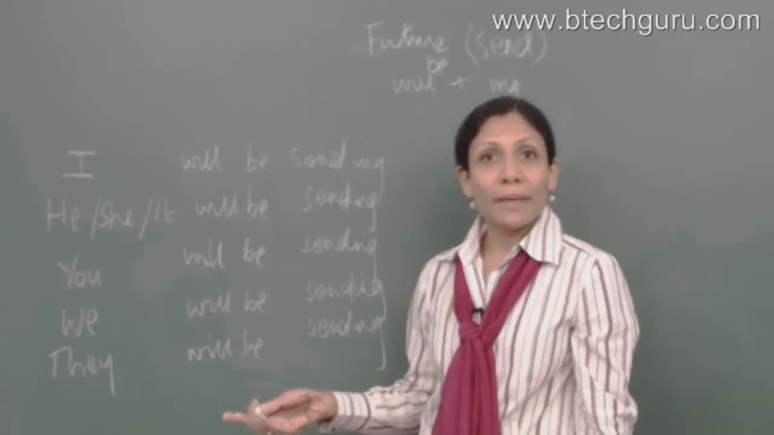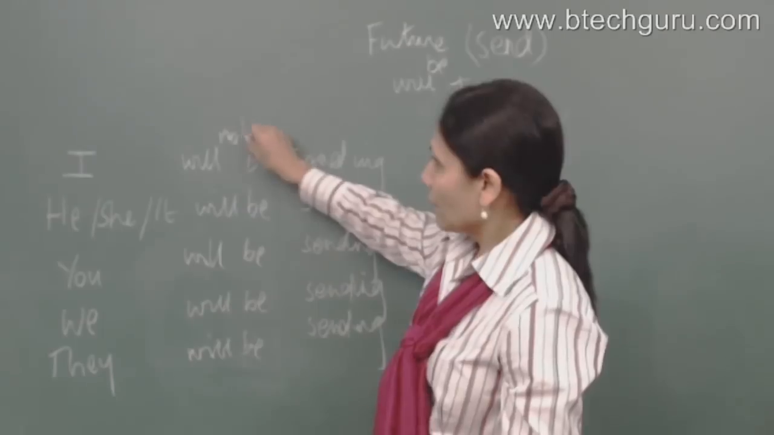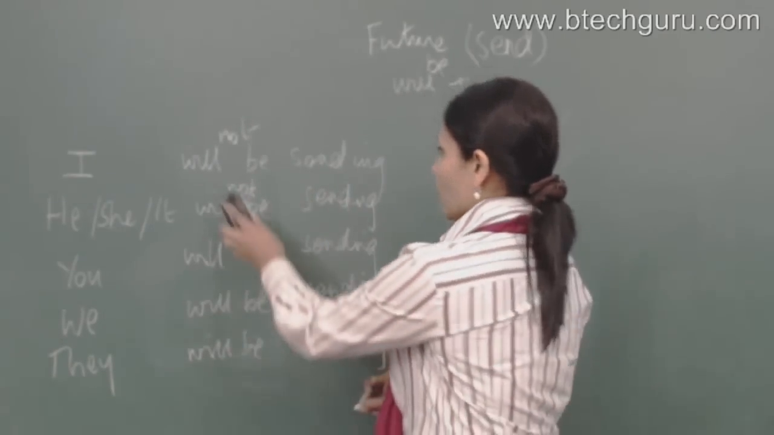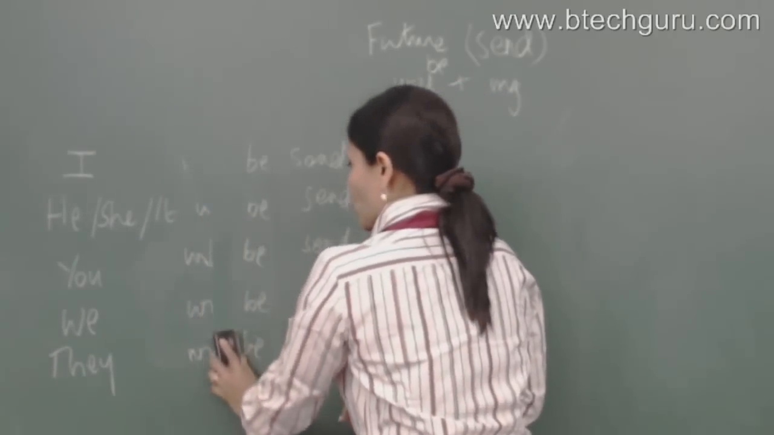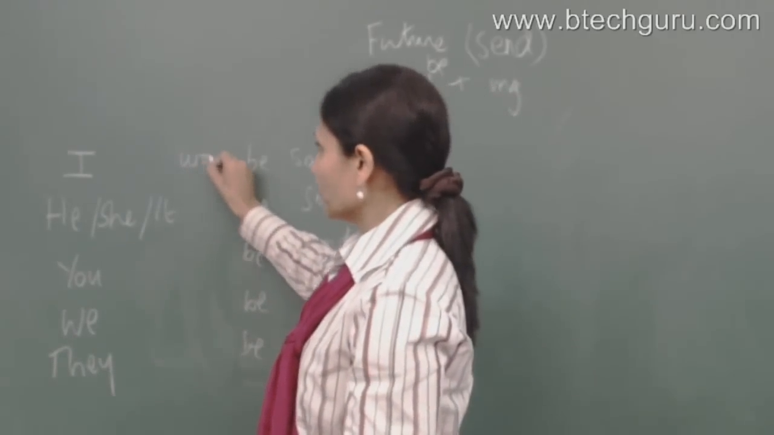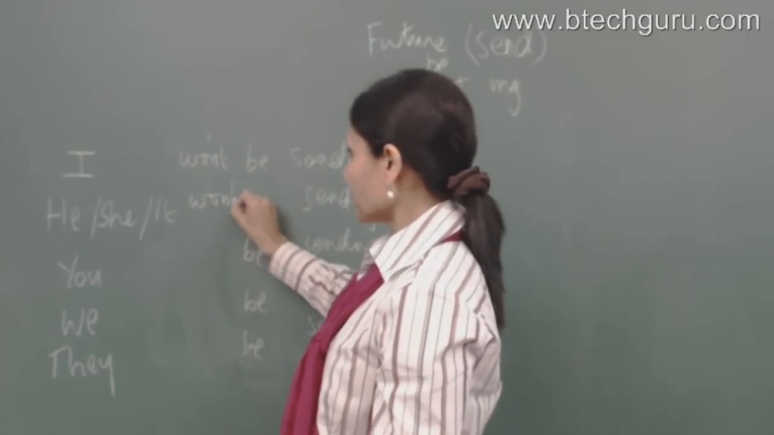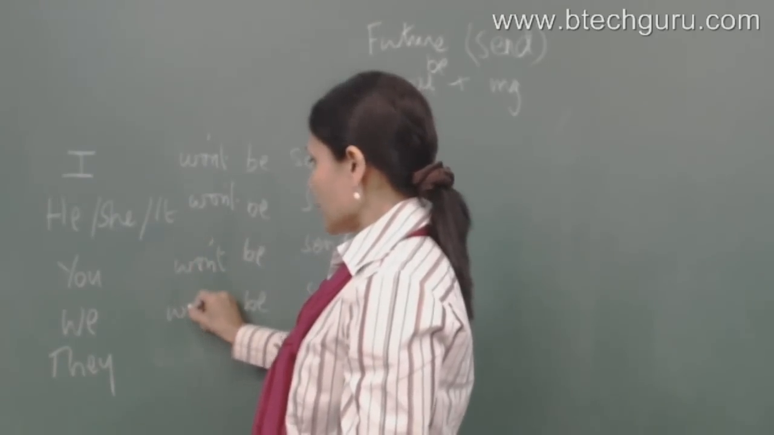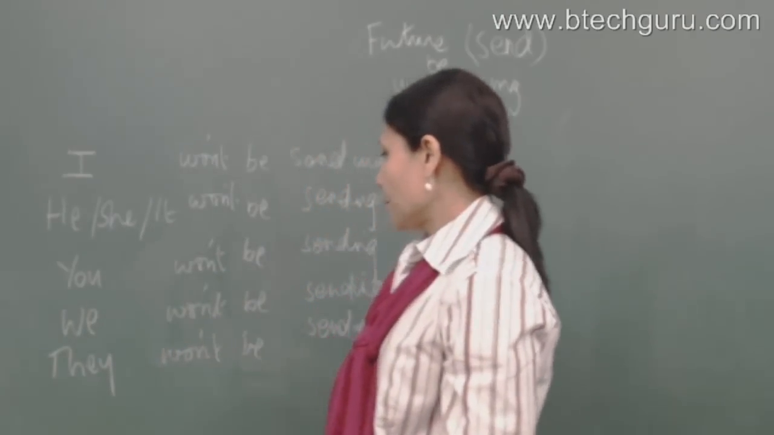Very simply, how will you make this negative? Very simple. I will not be sending. So we just take will not out, and again we will try to put the won't in. I won't be sending, and don't forget won't is nothing but will not. He won't be sending. You won't be sending. We won't be sending, and they won't be sending.